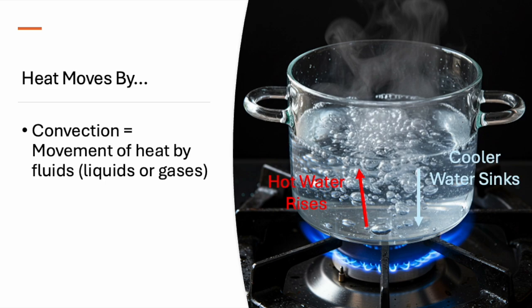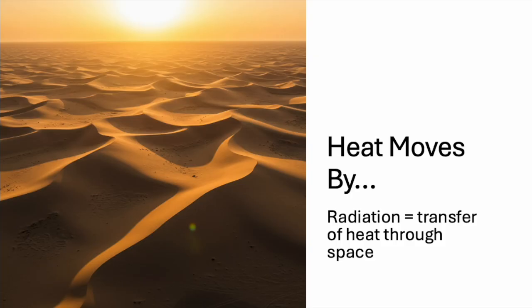Lastly, radiation, which is heat traveling through space. Have you ever stood near a campfire and felt its warmth, even if you weren't touching the fire? That's radiation. Radiation is how heat travels through empty space, like from the sun to Earth. The sun's heat reaches us through radiation, traveling across the vastness of space. It's a pretty amazing way for heat to move.